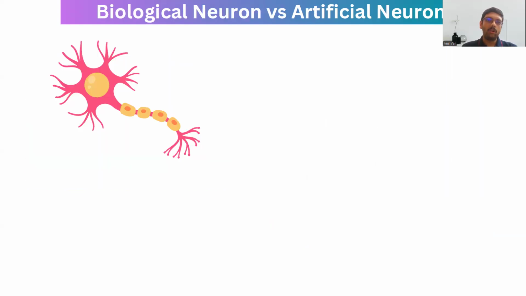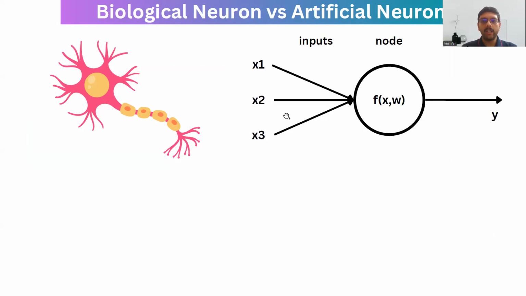Okay, so we talked about a neuron. Well, what's the counterpart here? We have an artificial neuron. What it has is a function, right? You have inputs coming in and you have an output that is generated by the neuron. So it's extremely simple. It's a very simple kind of model.